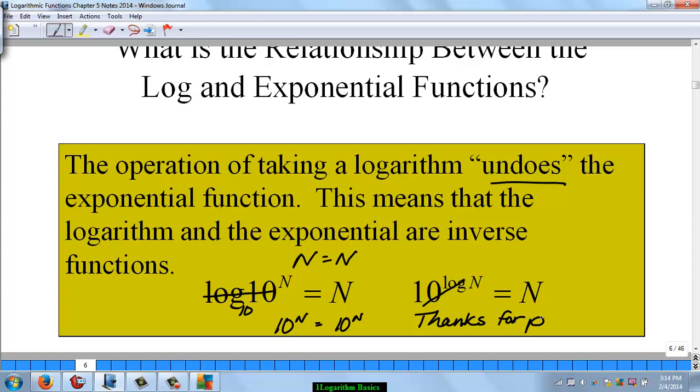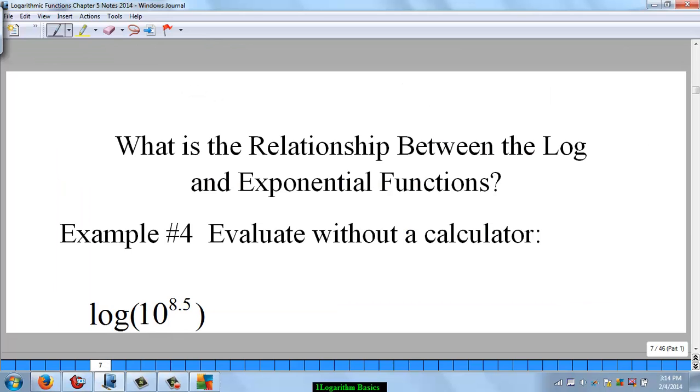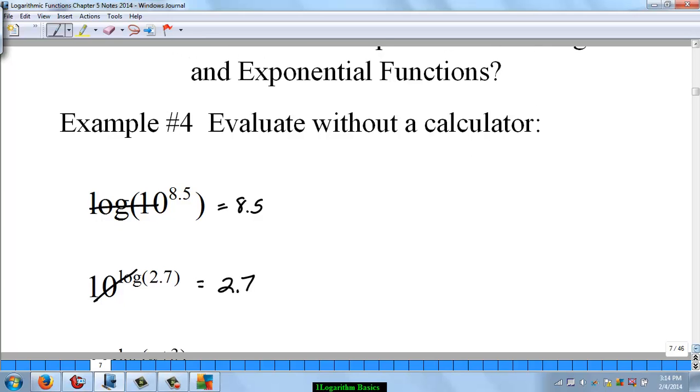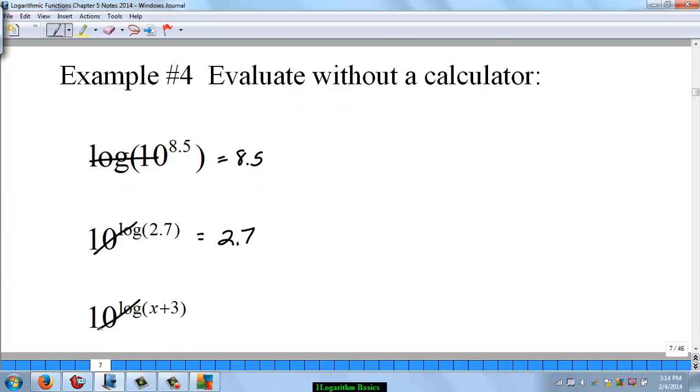Okay, so now let's try some more. Okay, example 4. So I want to evaluate these without a calculator. The log base 10 of 10 to the 8.5, say, okay, thanks for playing, my answer is 8.5. 10 to the log of 2.7, they're right next to each other, thanks for playing, is 2.7. 10 to the log of x plus 3 is x plus 3. So I hope you get the idea that the log and the exponential undo each other there.